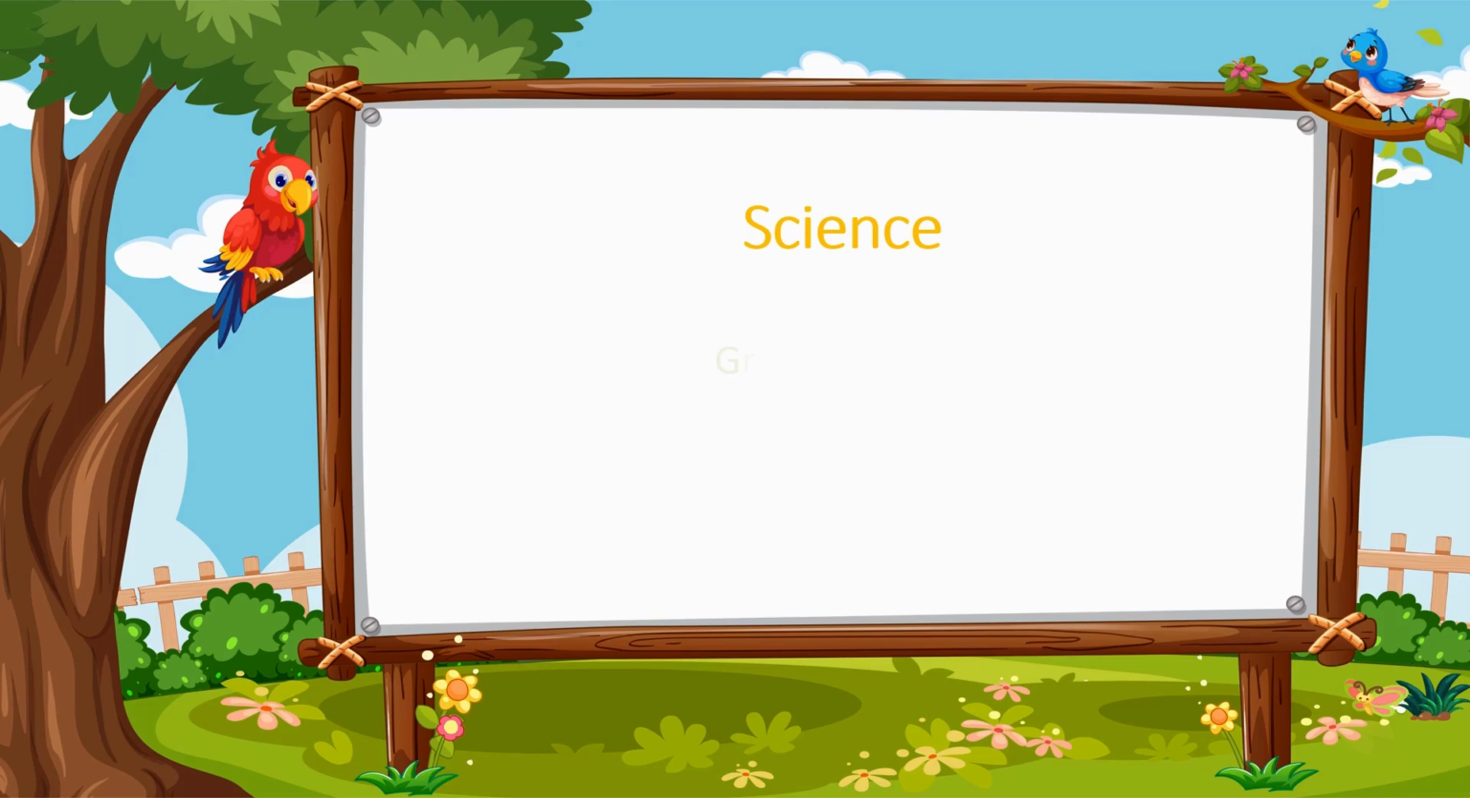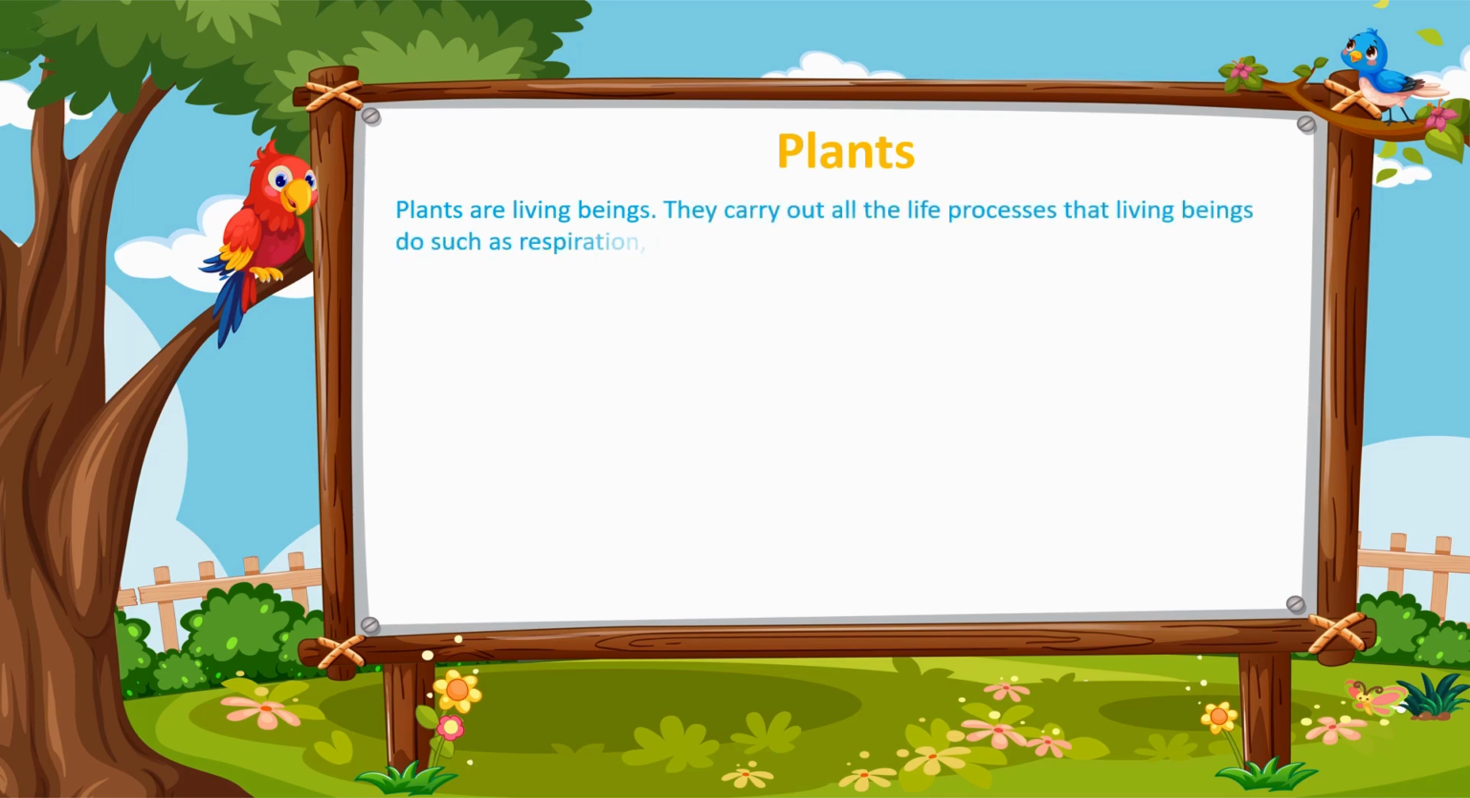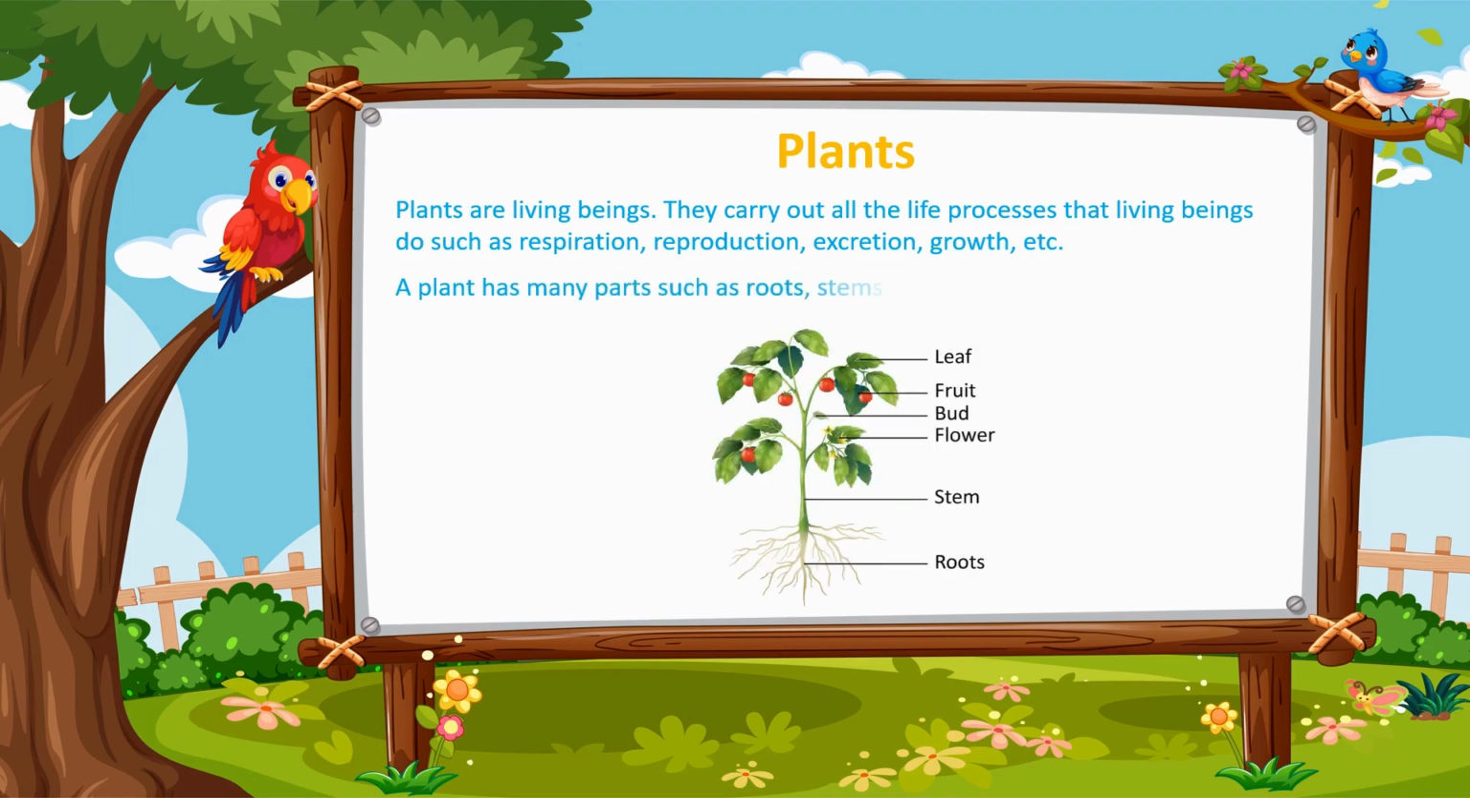Science. Grade 4 Unit 3. Plants. Plants are living beings. They carry out all the life processes that living beings do, such as respiration, reproduction, excretion, growth, etc. A plant has many parts such as roots, stems, flowers, buds, leaves, and fruits.